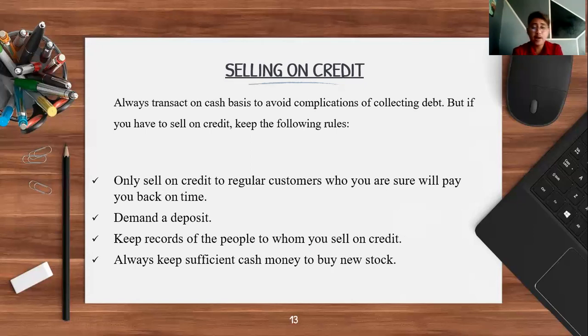Okay, so next, keep a record of the people to whom you sell on credit. Of course, you need to record them. Okay, you need to record all the people who borrowed money or who got products or services from you without paying first. Okay. Next is always keep sufficient cash money to buy new stuff. Yan yung importante, class. Huwag ubusin yung pera sa pagpapautang. Okay? You need to keep cash money to buy new stock or new raw materials so that you can produce again a finished product. Okay, so that is selling on credit.